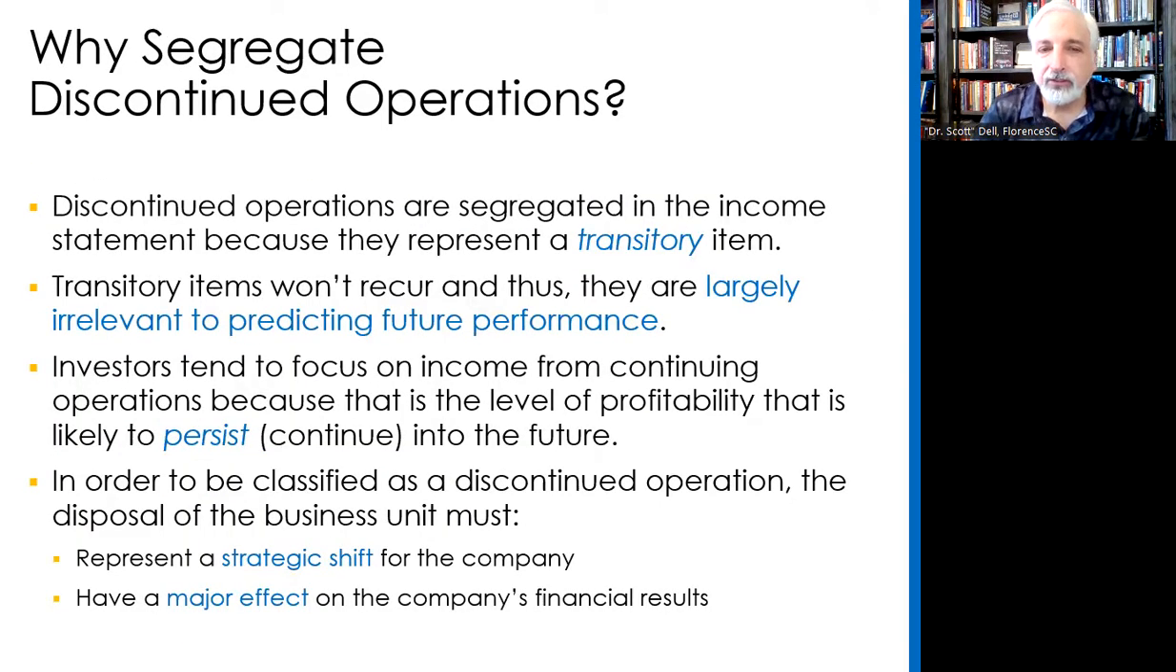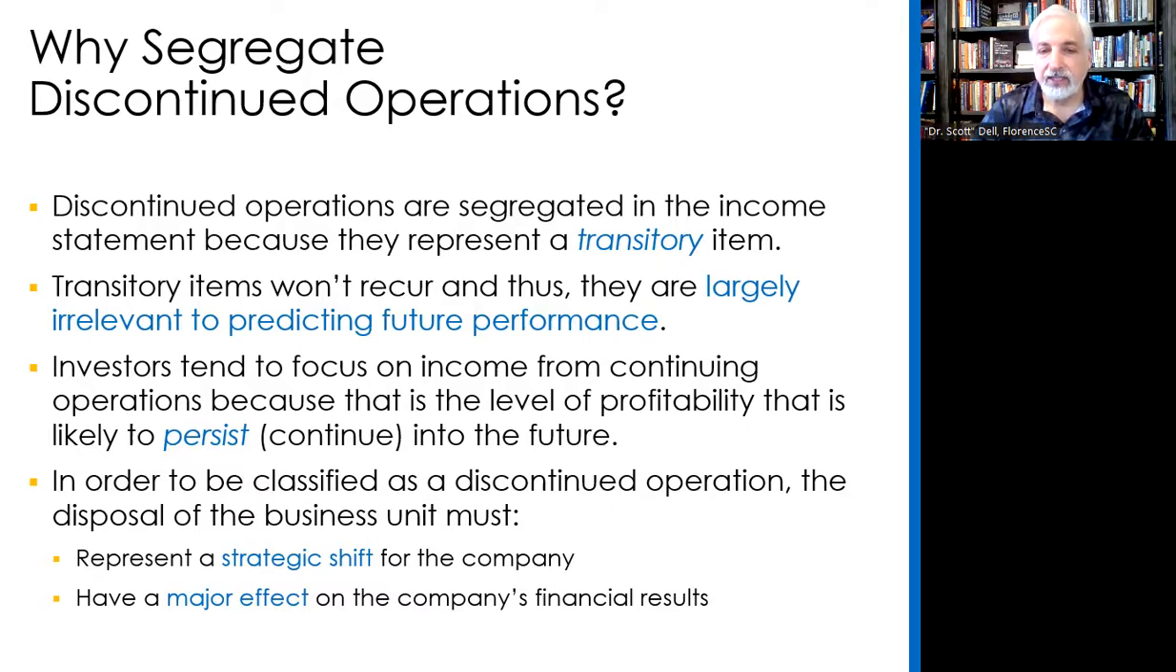So why do we separate discontinued operations? Well, we just said that. It's transitory. It's temporary. It's the one shot and no longer going to see it. We got rid of the division, so it has no real impact on predicting future performance. Yeah, we might have made a lot of money that we can invest elsewhere, but the reality is the revenues and the expenses associated with that division are not showing up in the income statement directly anymore. Investors tend to focus on income from continuing operations because that's the level of profitability that is likely to persist, which is why operating cash flows are a better predictor of future cash flows than are investing or financing.